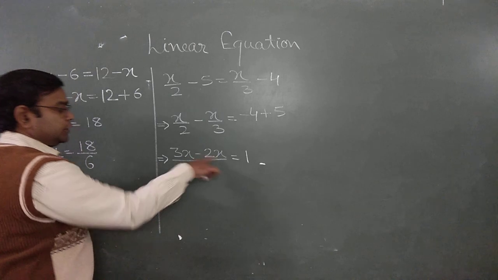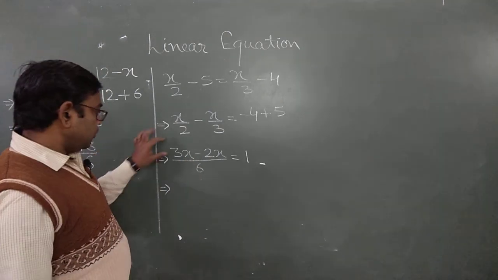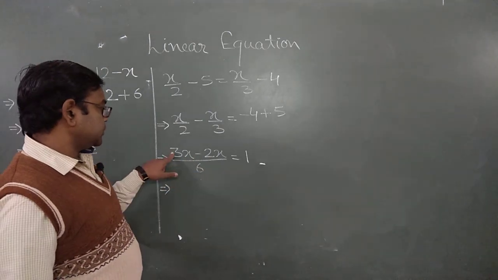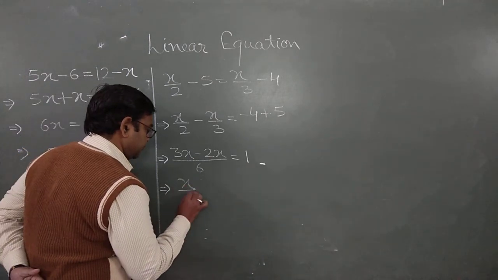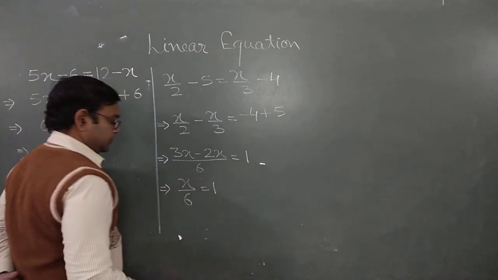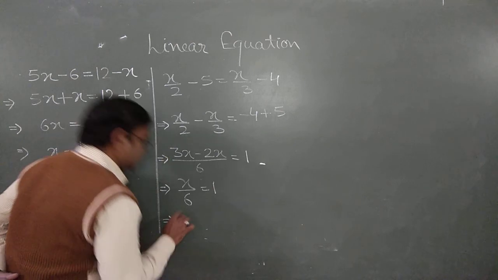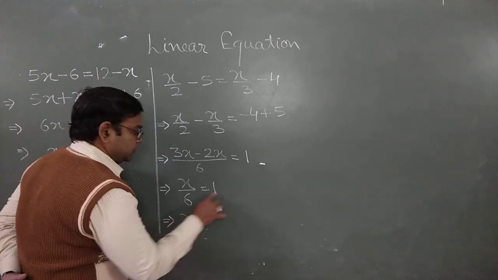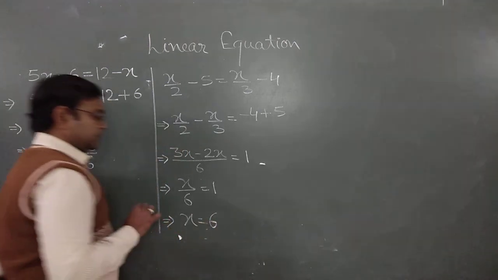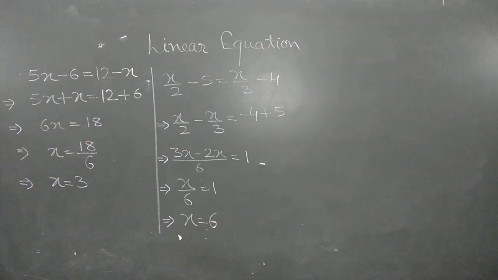Now here we do all the operations together. Here first 3x minus 2x, what do we have? We have x upon 6 equals 1. Now transpose this 6 to this side, it goes into multiply form. 6 into 1 is just 6, so we have the value x equals 6. Likewise, you will solve questions.